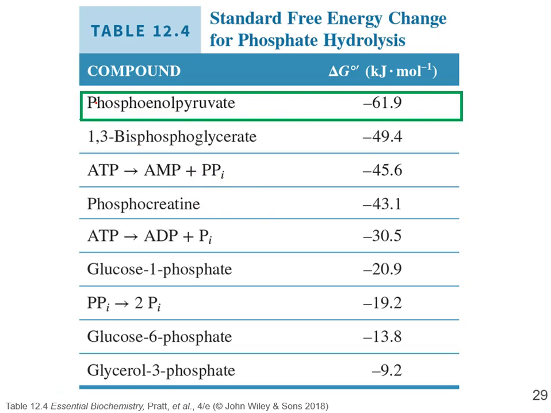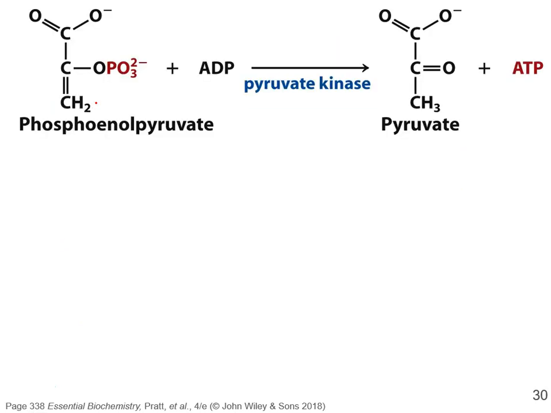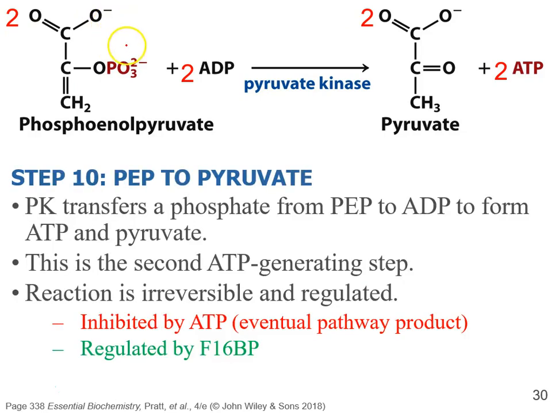So when we hydrolyze that phosphate group, we are going to release more free energy than it would cost us to make an ATP. So that phosphate is going to be transferred from the phosphoenolpyruvate to ADP to make ATP. And that's exactly what happens in the very last step. Let's multiply everything by 2. This is step 10. So we're going to take that phosphate group on phosphoenolpyruvate and we're going to donate it to ADP to form ATP. And now finally, we have generated 2 ATPs from the glucose.